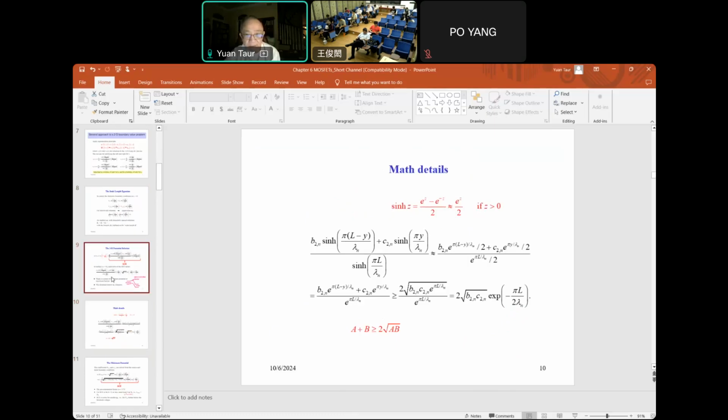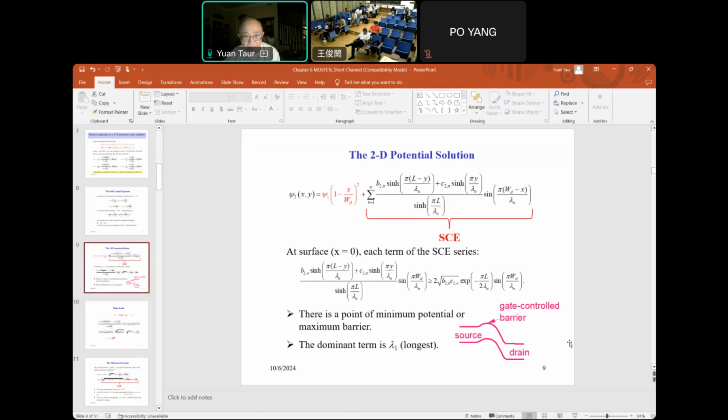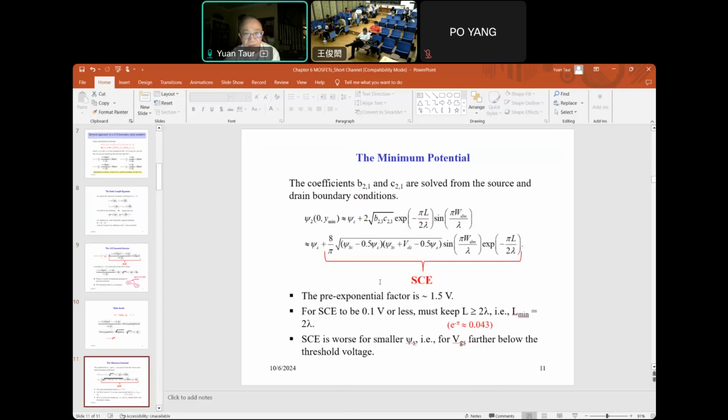And let's see, go back here. Move on. There are more math details in the book, in the Word file I posted on the website. So that the minimum, we call it psi minimum, the minimum potential or the maximum barrier, is this dependence.